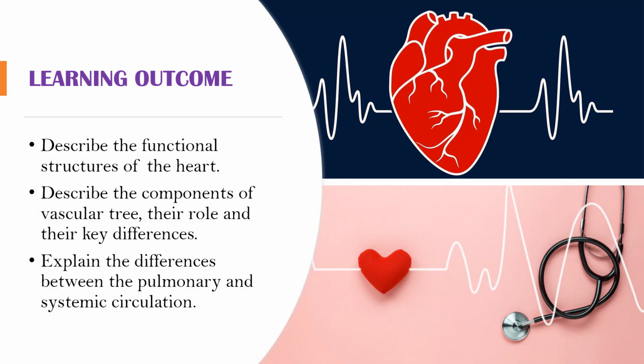For learning outcomes, we will learn about first, describe the functional structures of the heart; second, describe the components of the vascular tree, their role and their key differences; third, explain the differences between the pulmonary and systemic circulation.